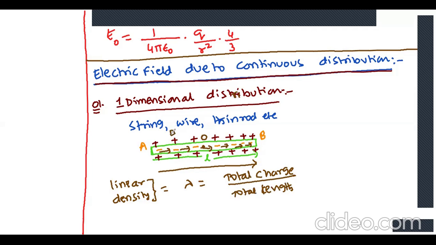Suppose total charge is Q. So Q by L. If I consider a small part, in this part charge is dq, length is dx, that is dq by dx, because at every point linear density is same.